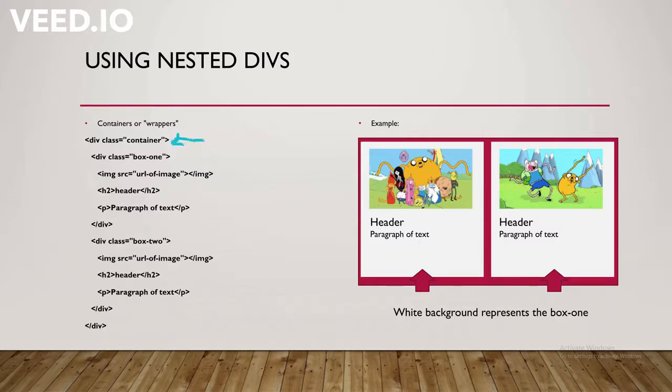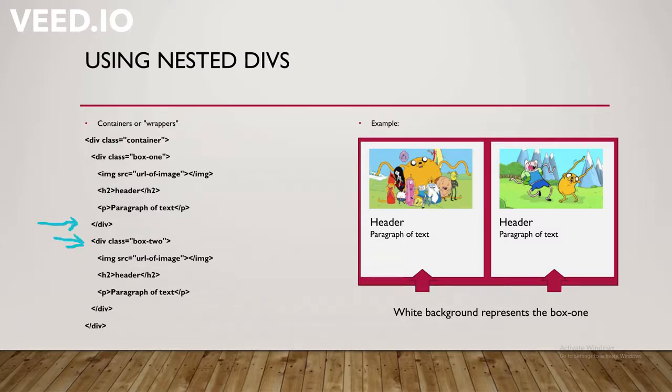So we might have a container or wrapper. I believe a long time ago they called them wrappers, but they call them containers now more often. The container is the first div that we have, and it ends all the way down here at the bottom, so it's wrapping all of these elements. Here we have another div with an attribute of box1, wrapping this image, this header and paragraph, and then it ends before we have box2, which wraps 3 more.